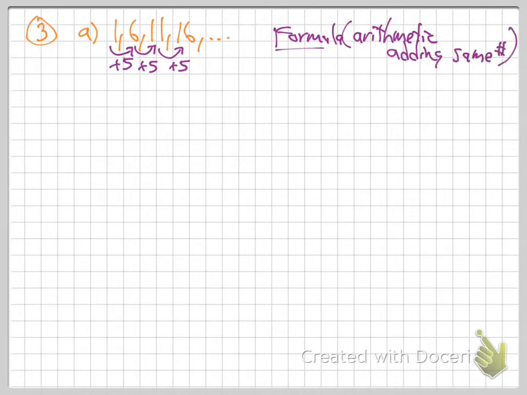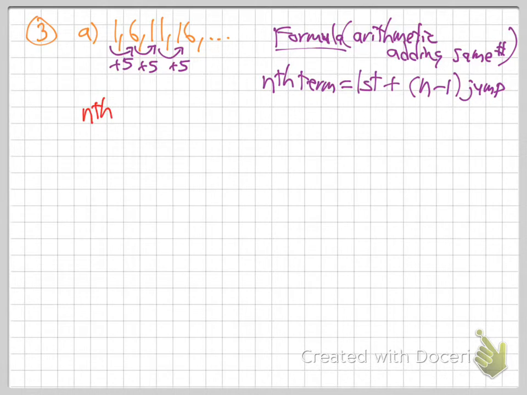And our formula from class was the nth term equals the first term plus n minus 1 times the jump amount. That was the formula we discovered. So, therefore, the nth term will equal the first term, so that's the 1, plus n minus 1 times the jump. The jump is the 5. It's going up by 5 every time.